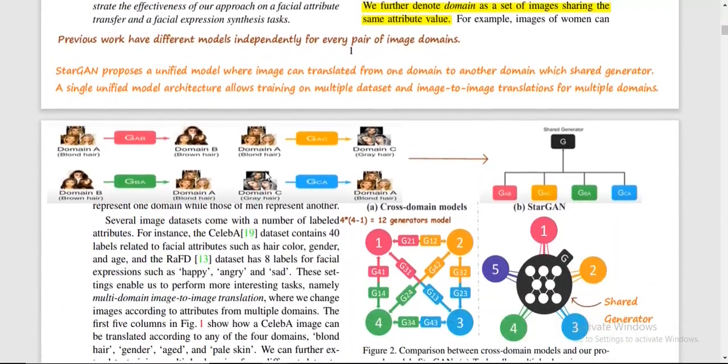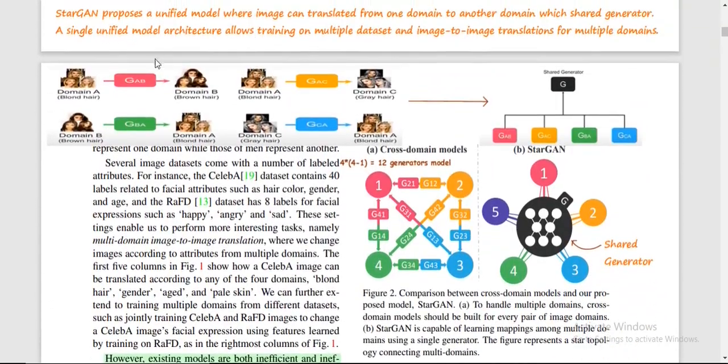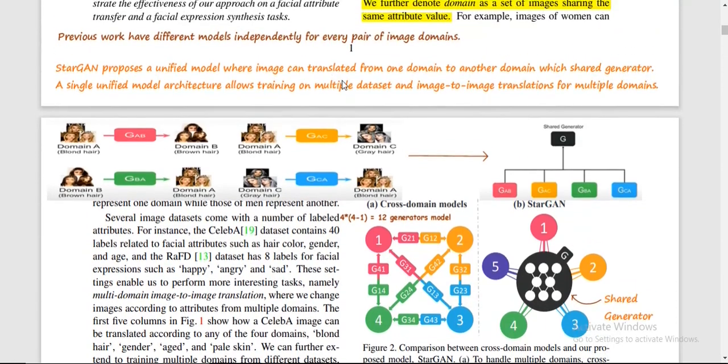So for example, in the abstract, what they are saying is that in the previous work, for example, domain A blonde hair to domain B brown hair, or domain A blonde hair to domain C gray hair, and so on, they need a separate generator. For example, for A to B, they need generator A to B. For A to C, they need generator A to C, and so on. So it is quite a boring task, right?